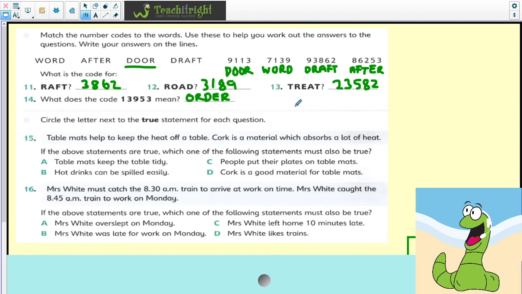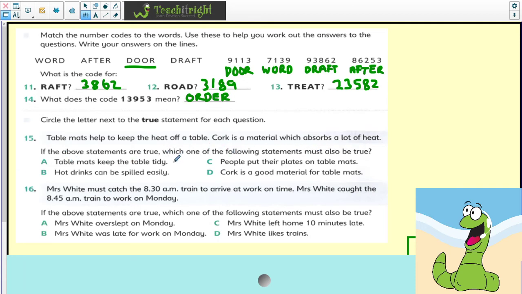Circle the letter next to the true statement for each question. So let's have a look at 15. We've got table mats help to keep the heat off a table. Cork is a material which absorbs a lot of heat. So if the above statements are true, which of the following statements must also be true?